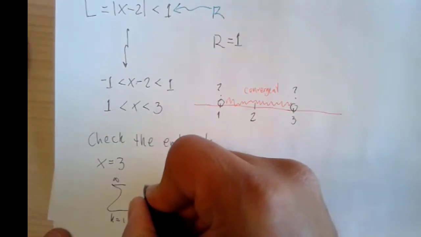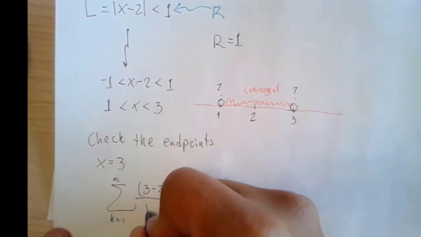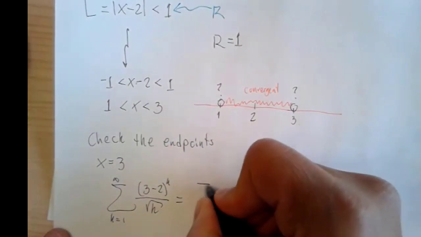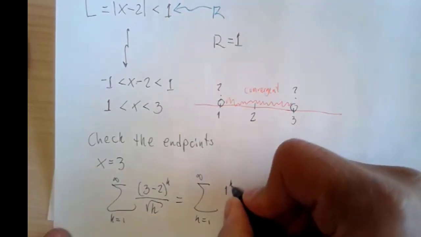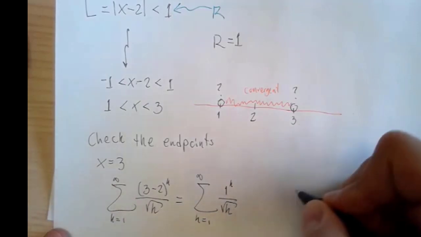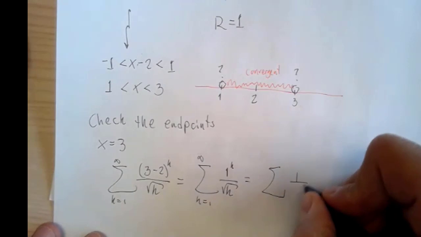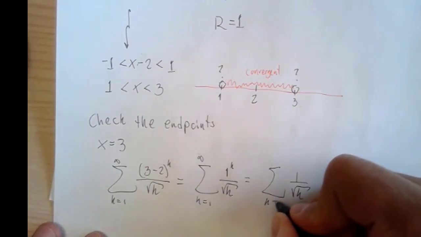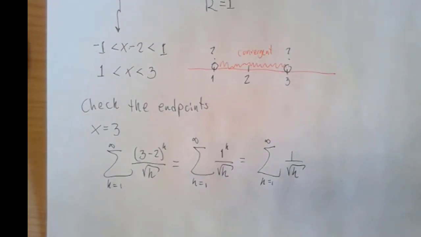x is 3, so this will be (3 minus 2) to the power k divided by root k. We simplify it, and what do we get? 3 minus 2 is 1. So it's 1 to the power k divided by root k. So that's just the series of 1 over root k. Okay, then what do we know about that one? Is it convergent? Is it divergent? And why?